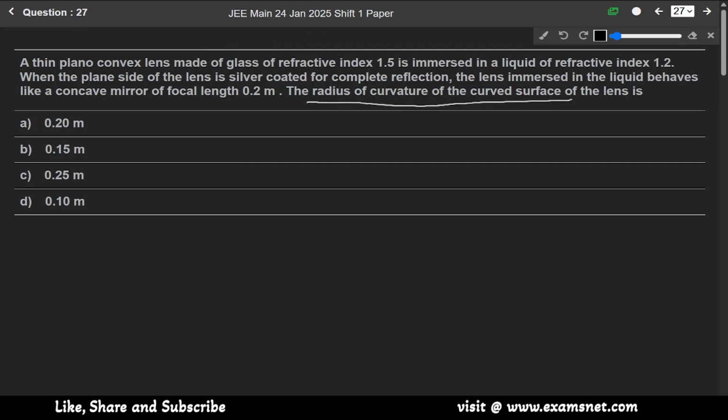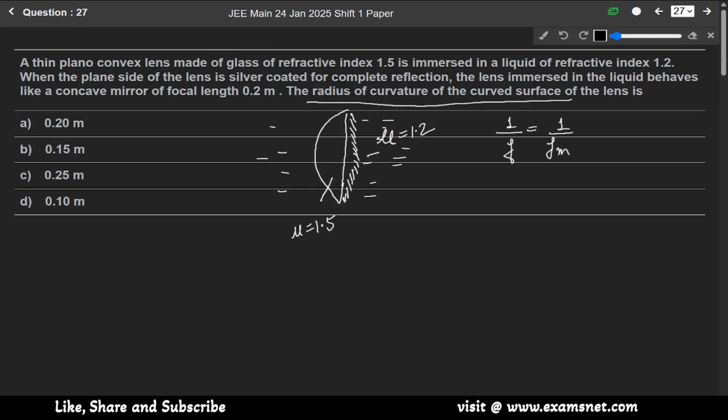We are given that it is a plano-convex lens made of glass. Its refractive index is given as 1.5 and it is immersed in a liquid whose refractive index, the outer refractive index, is given as 1.2. When the plane side of the lens is silver coated, it acts as a concave mirror. So just apply the direct formula: 1 over F is equal to 1 over Fm minus 2 over Fl.